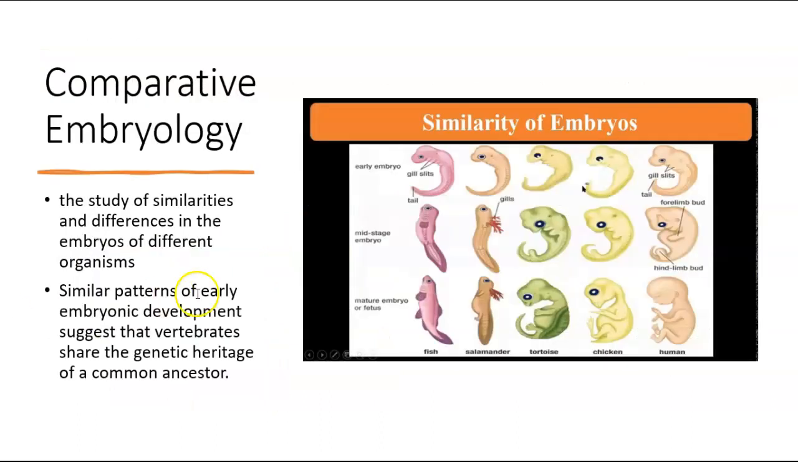Okay. Here's that comparative embryology, and we can look at these very different species, the fish, salamander, tortoise, chicken, human. Right at the bottom are the older embryo or fetus, we call it. But if we go back to the early embryo, you can see that they are much more similar. Okay, before they differentiated. They all have gill slits, they all have a tail. And it's hard to distinguish which is which species until it develops further. And this, again, is evidence of evolution.